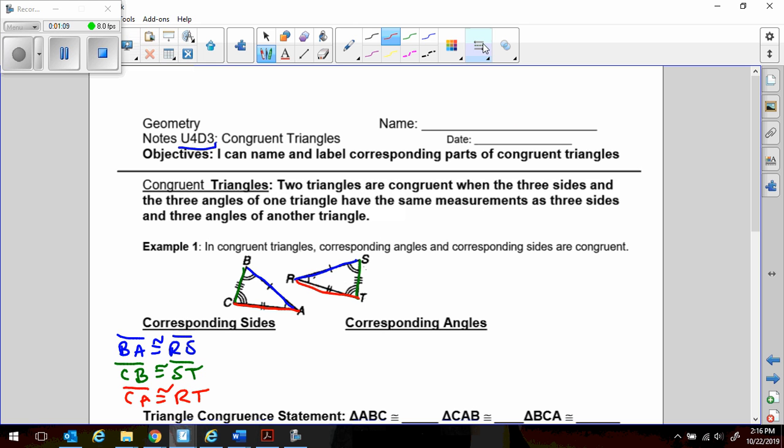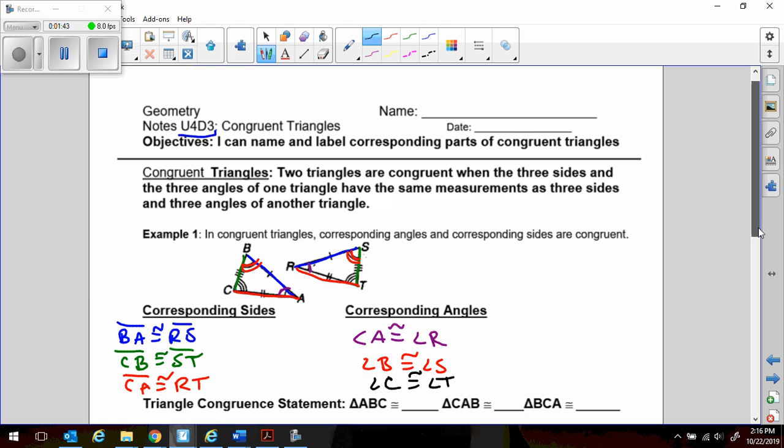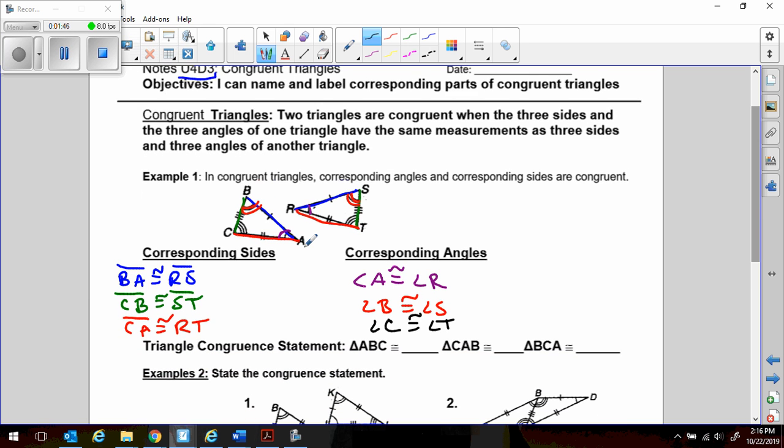The corresponding angles are congruent. So we have one arc, A. Angle A is congruent to one arc, angle R. 2 arcs, angle B is congruent to the 2 arcs, angle S. And then I have that third one, angle C has 3 arcs, angle C is congruent to angle T. So congruent means that the measures are equal. Like if R is 30 degrees, then A is also 30 degrees.